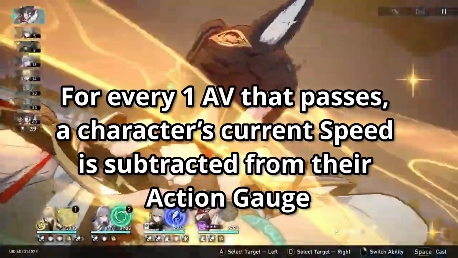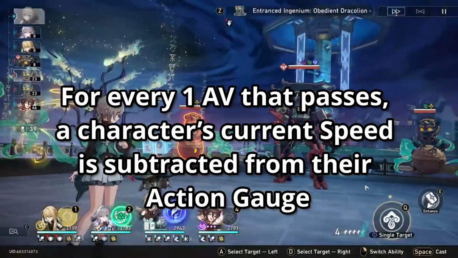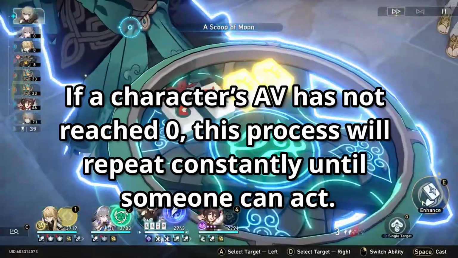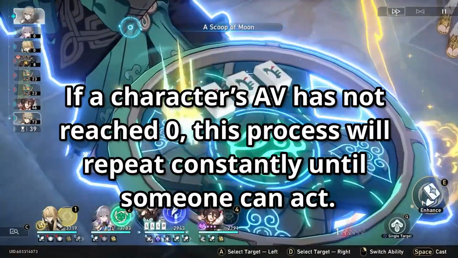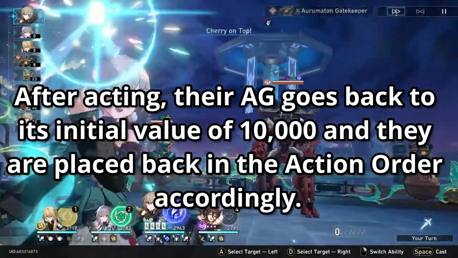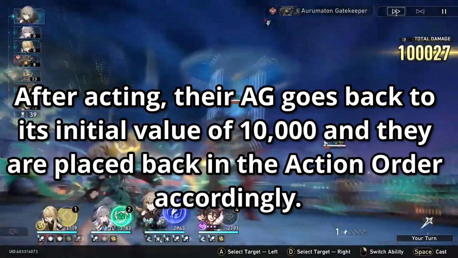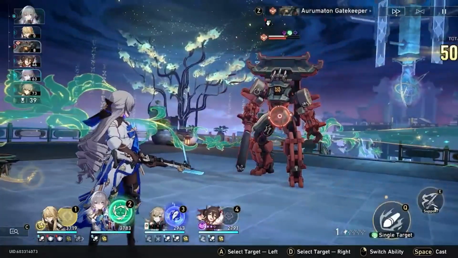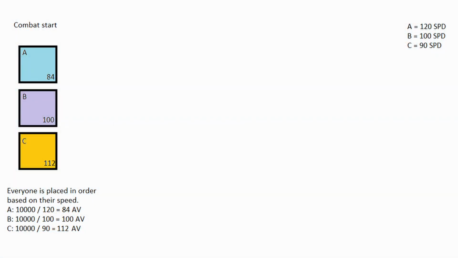regardless of how small of a decimal it is. For every one AV that passes, a character's current speed is subtracted from that action gauge. If a character's AV has not reached 0, this process will repeat constantly until someone can act. After acting, their AG goes back to its initial value of 10,000 and then they are placed back in the action order accordingly. An illustration of real-time AV consumption is shown on the screen.